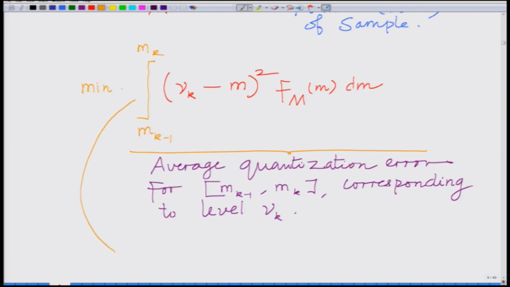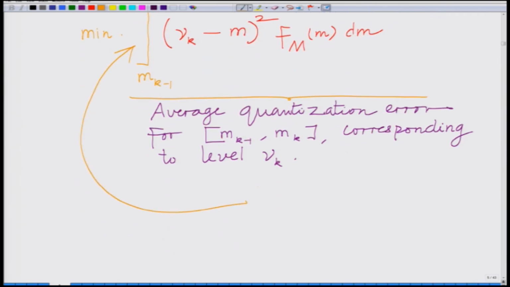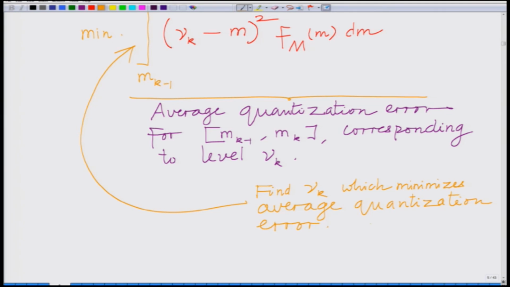So, find nu k which minimizes this quantization error, or which minimizes the average quantization error, alright.